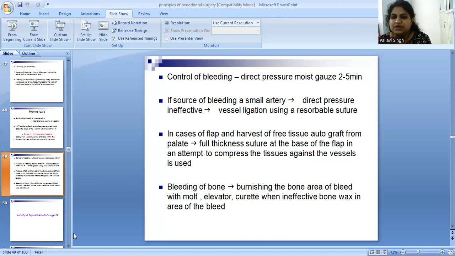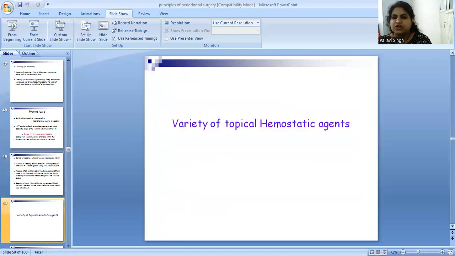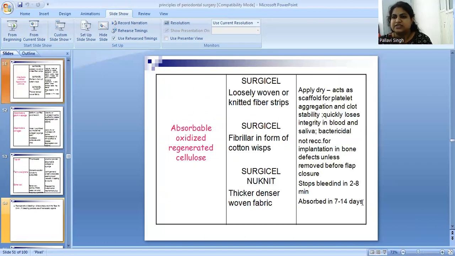This is a local hemostatic agent, and it is also called bone wax. It also comes in the category of local styptic agents, which help in hemostasis. Now, the variety of topical hemostatic agents.